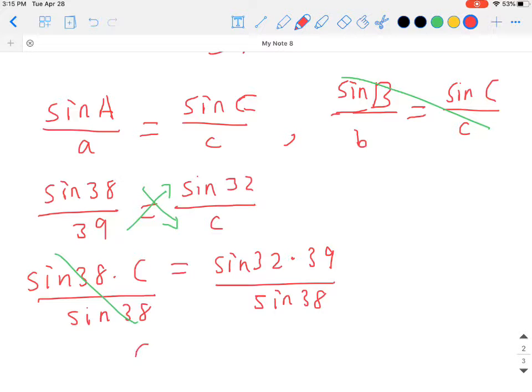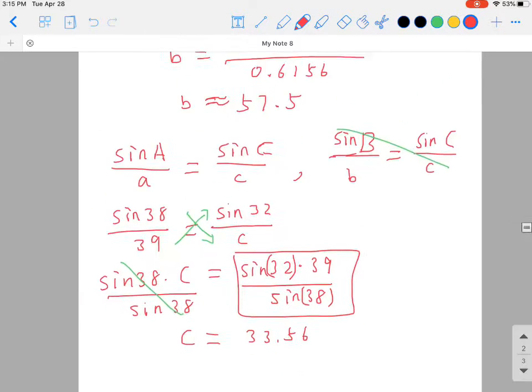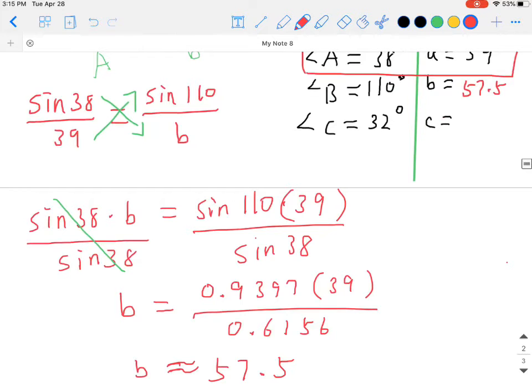This cancels out. We have c equal to, if you plug everything into the calculator, it should work, but make sure there's a parenthesis here and a parenthesis here. The final result should be 33.56, and that's the size of c.